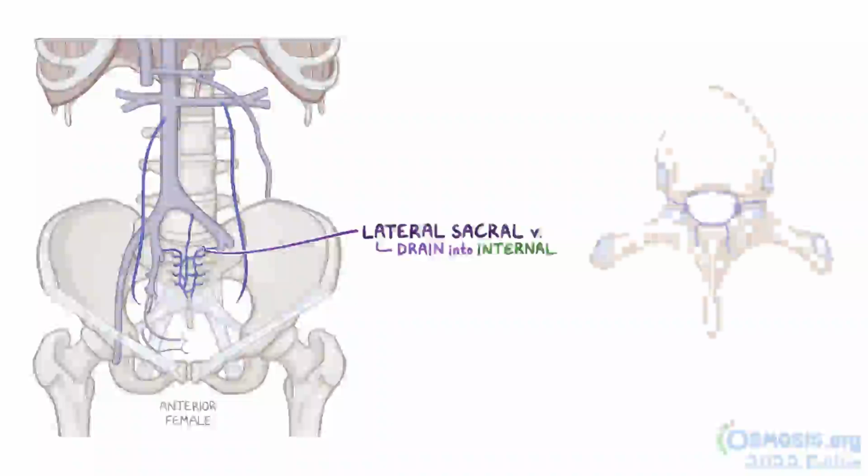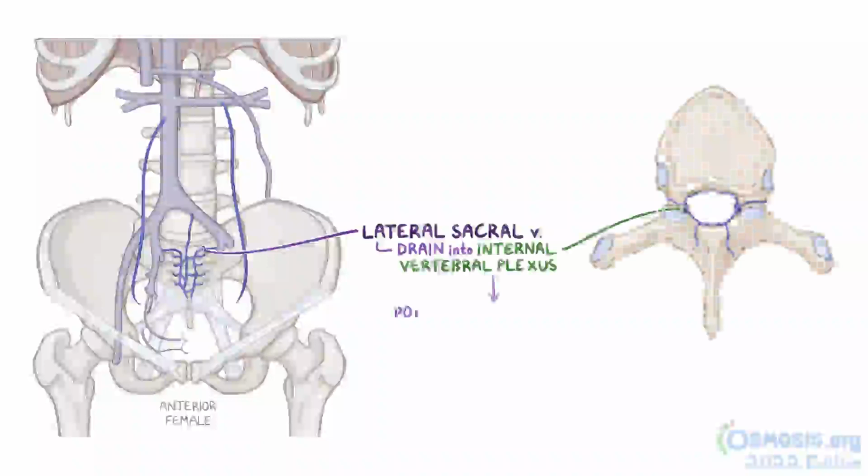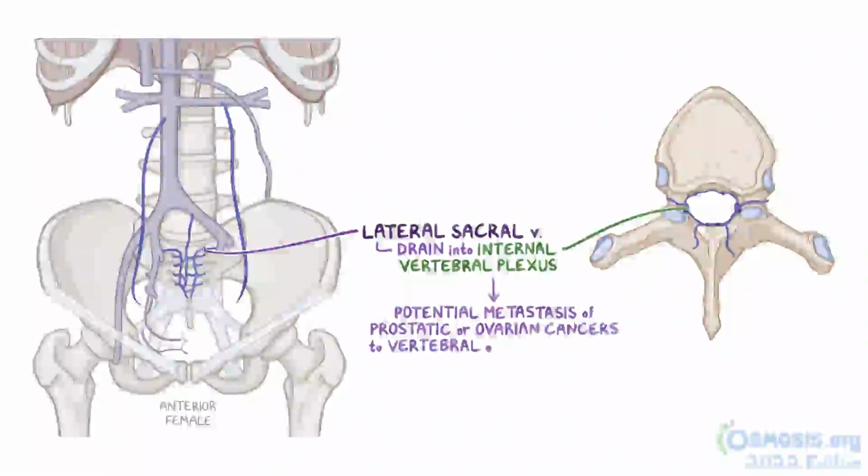Furthermore, some of the venous plexuses will drain into the lateral sacral veins, which drain into another plexus found in the spinal canal called the internal vertebral plexus. This connection between the lateral sacral veins and the internal vertebral plexus allows potential metastasis of prostatic or ovarian cancers to vertebral or cranial sites. Finally, a minority of the pelvic venous plexuses drain into the median sacral and ovarian veins.